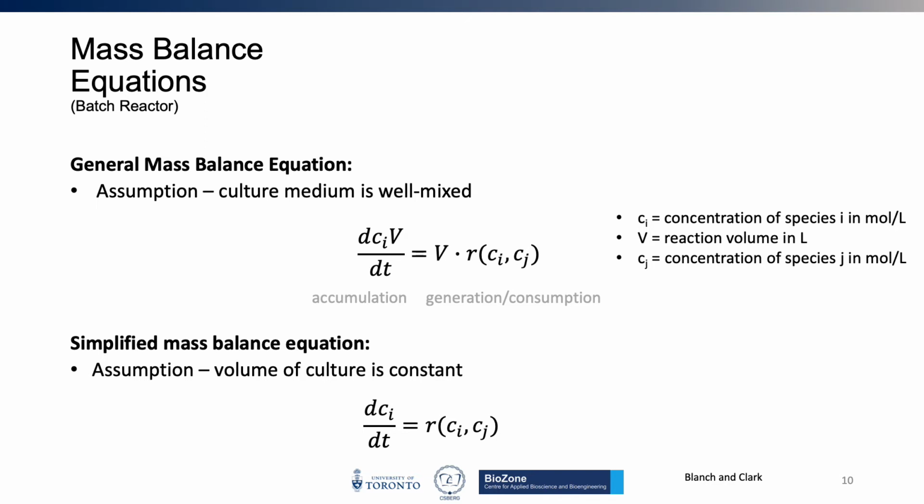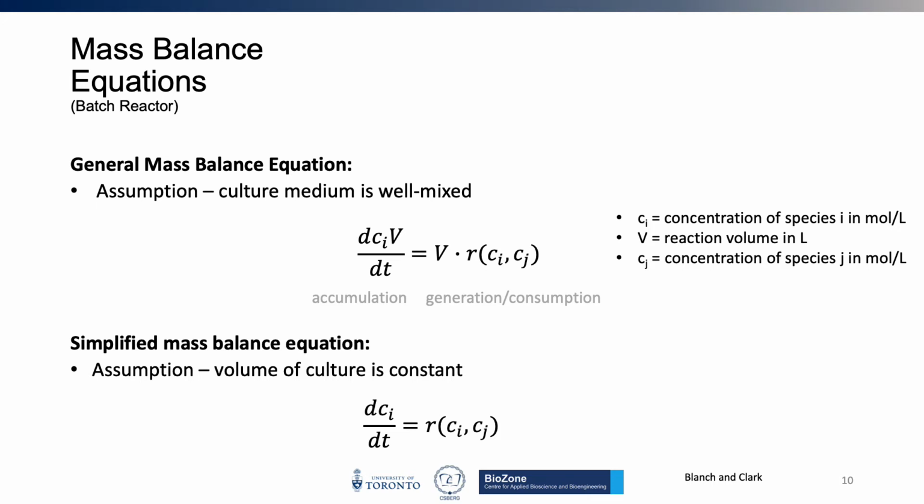And the reason why we have C sub J is that the R term for the I species can be a function of the concentrations of different species, such as the J species. If you want to learn more about why this could be the case, you'd have to learn more about kinetic rate laws and reaction kinetics, and you can learn a little bit about that in the textbook if you are interested.